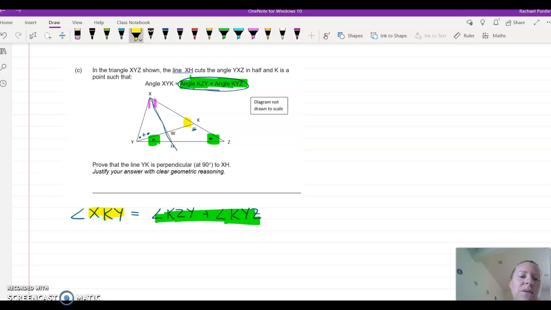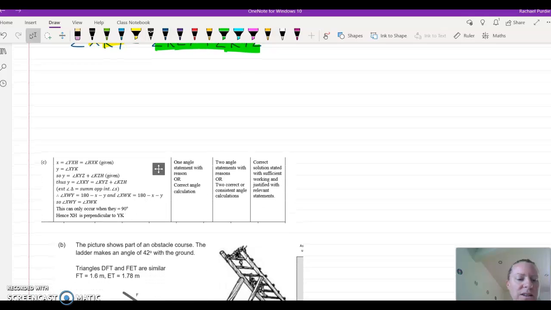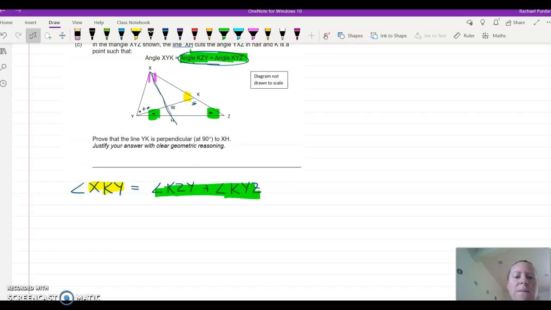then these triangles, no, they're not similar. Let me think. So let's have a wee look down here. What did they do next? So yes, we know them. Oh, they've done things in a slightly different order to me.